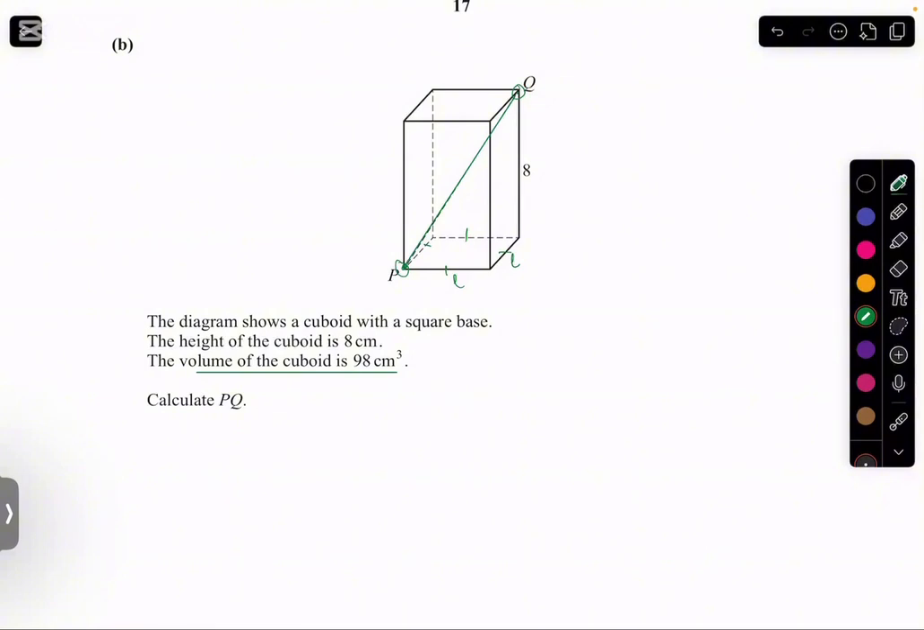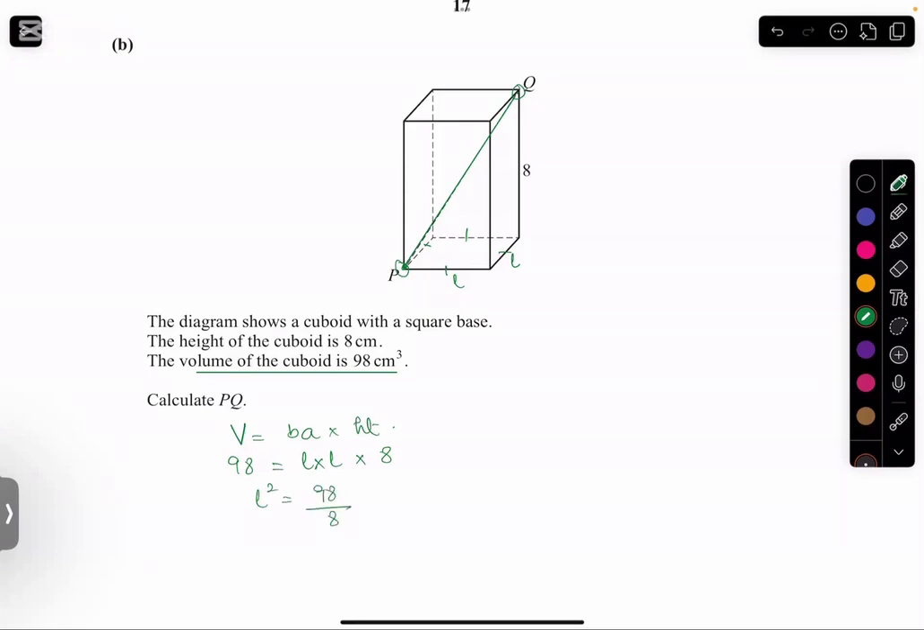So the volume of the cuboid is 98, and we know that if the volume is given, then we have to apply the volume formula. What is the volume formula? The volume formula is again base area times height, right? We know the volume, that's 98. We don't know the base area, but being a square, it's L times L, and the height is 8. So L squared is equal to 98 divided by 8.